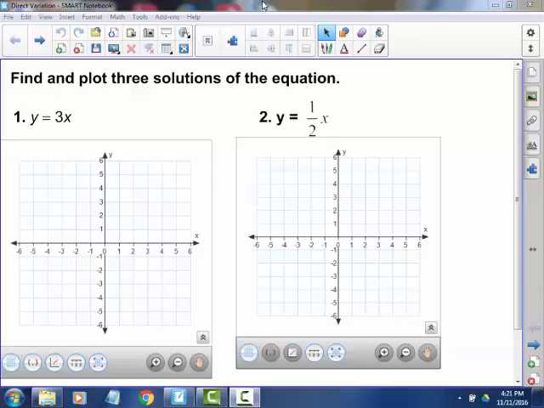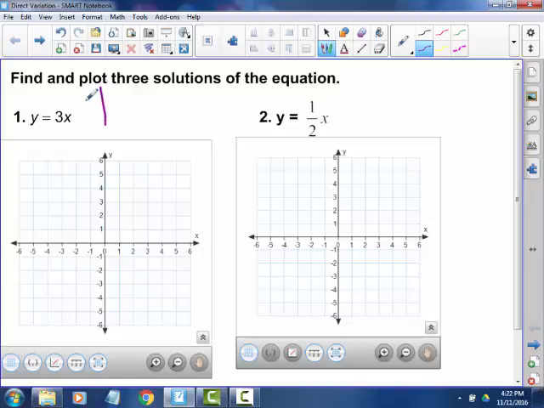Okay, so today we're going to be talking about direct variation. So let's take a look at a couple of equations, and it says to find and plot three solutions of the equation. Alrighty, so y equals 3x. A solution of the equation is a number x and a number y. When they get substituted in, they make the equation true, or they give you a true statement.